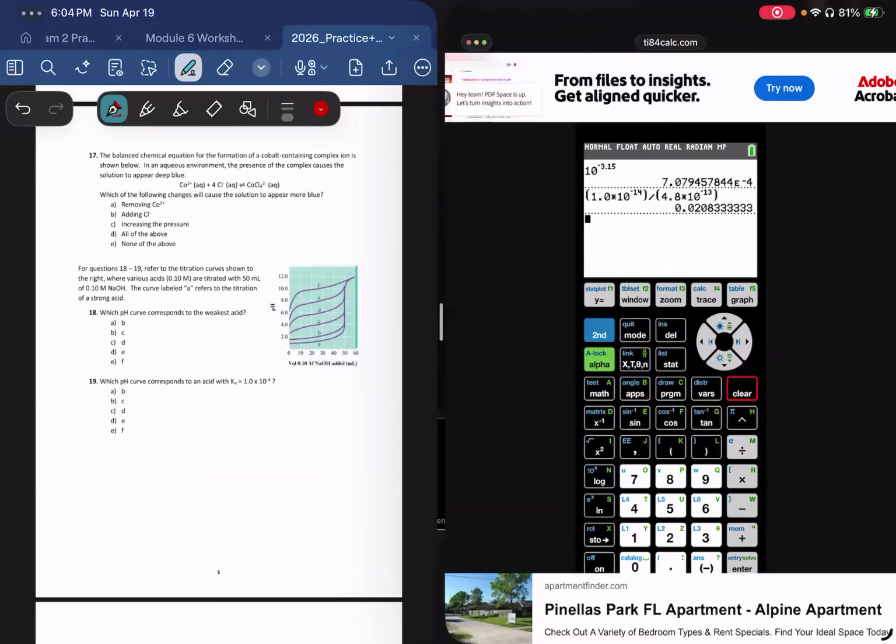All right, let's go over these three questions. Number 17 gives you an equilibrium, so let's read it out. The balanced chemical equation for the formation of a cobalt-containing complex ion is shown. In aqueous solution, the presence of the complex causes the solution to appear blue. Which of the following changes will cause the solution to appear more blue? So we want to increase this complex. Removing cobalt wouldn't work. Increasing pressure, there are no gases, so that wouldn't work. So that means those choices are wrong. B is the only thing that will cause the reaction to shift to the right due to Le Chatelier's principle.